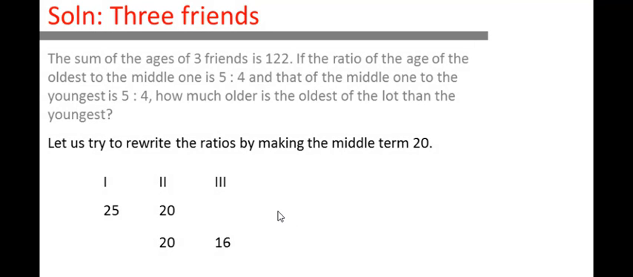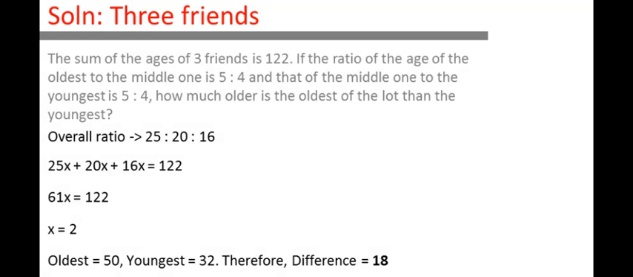So let us try to rewrite the ratio by making the middle term 20. You can see that this middle term is now 20. And now you can see the overall ratio becomes 25 is to 20 is to 16. Now, as I have solved in the previous videos, if you find something like that, you take this as x: 25x plus 20x plus 16x equal 122. Hence the summation of all this is 61x equal 122. It will divide by 2 times, so x equal to 2.